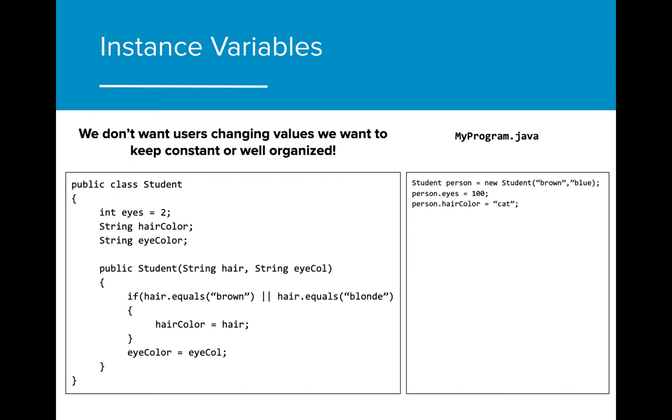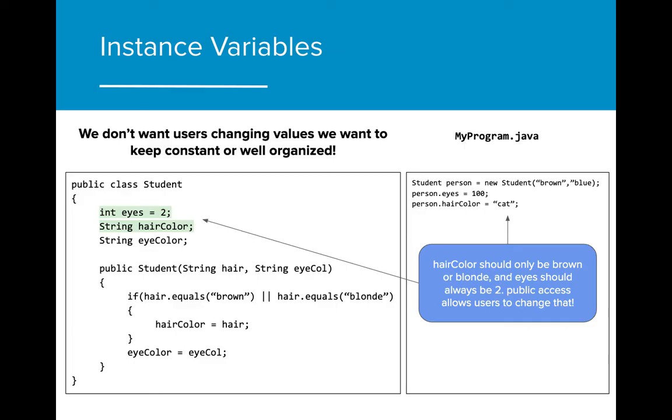This is an example of encapsulation in action. We hide the data relating to eye and hair color so that any changes made to these features will not affect the user experience directly. If we leave these values public, however, then those values can be manipulated and changed. A user could set the value of eyes to be 100 and change the hair color to cat.